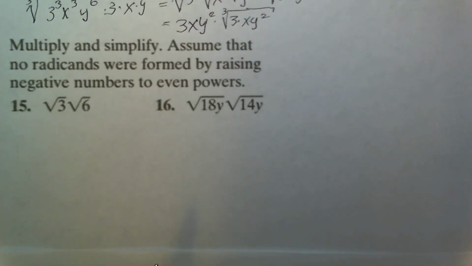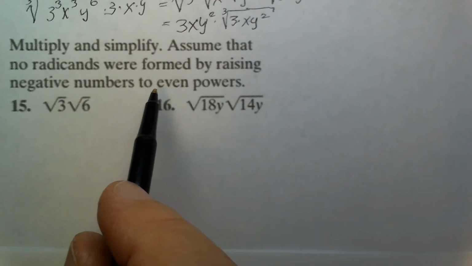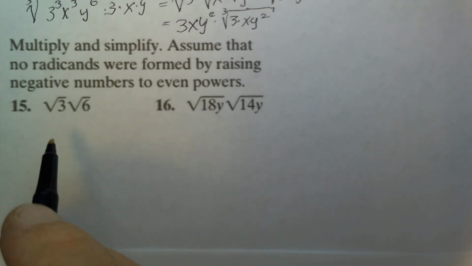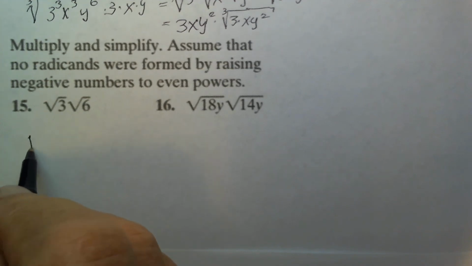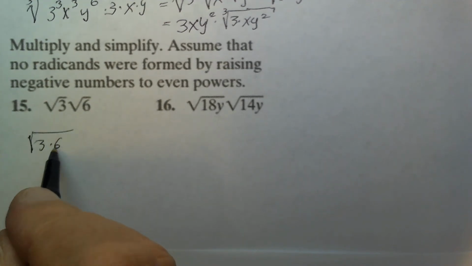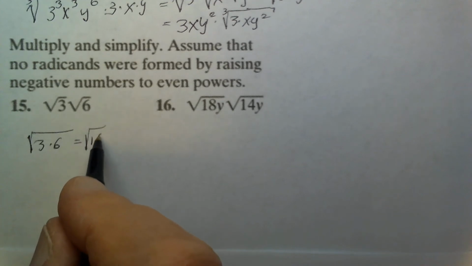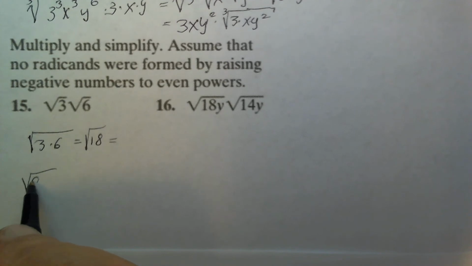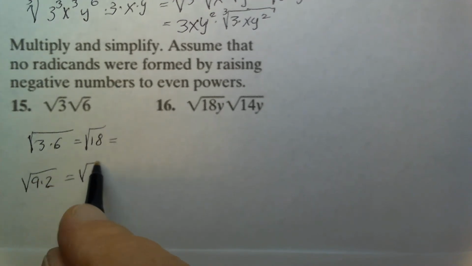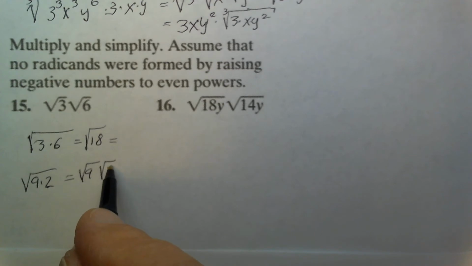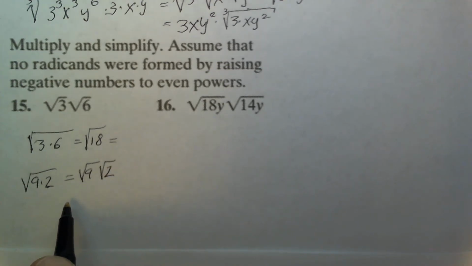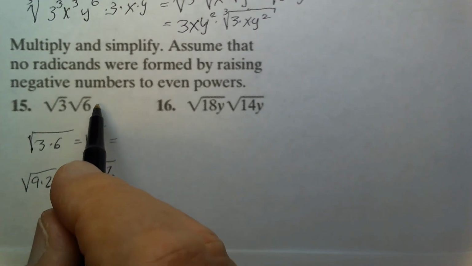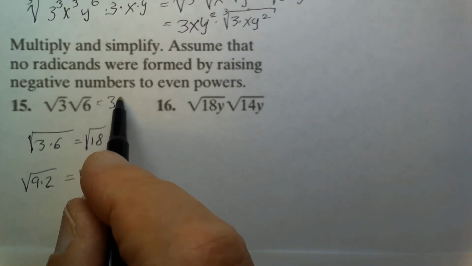So for number 15 and 16, we have to multiply and simplify. Assume that no radicals were formed by raising negative numbers to even powers. So then that means the square root of 3 times 6, or the square root of 18, and we can write 18 as 9 times 2, so the square root of 9 times the square root of 2, and the square root of 9 is 3, so it's 3 times the square root of 2. So that would be the answer for number 15, 3 times the square root of 2.